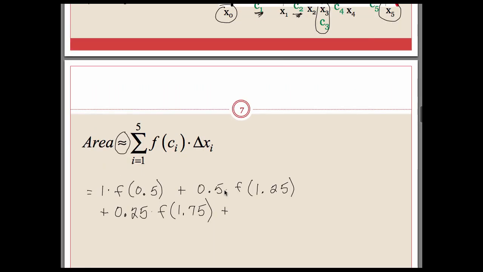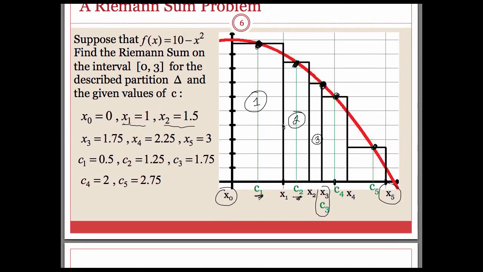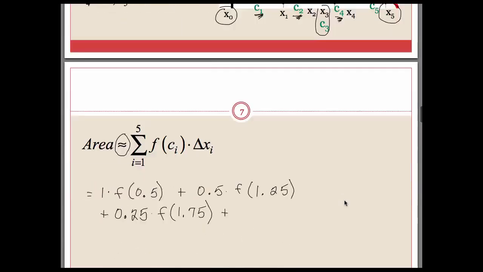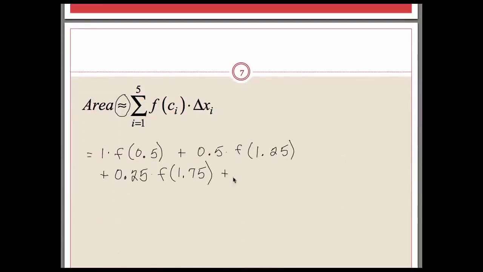Two more rectangles to go. So the fourth rectangle, that goes from x3 to x4. So let's see, that has a width of a half because x3 is 1.75, x4 is 2.25, so that's a width of a half. And then the height of that we're getting from the c4 value, which is going to be 2. So we'll substitute 2 into the function. So we have a width of a half, and the height is going to be given by f of 2.